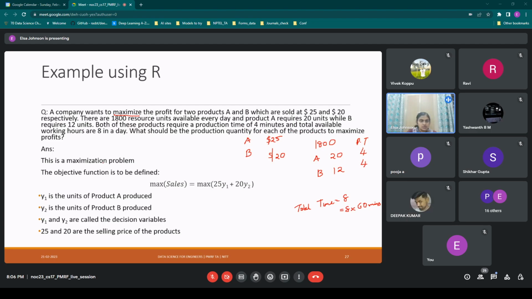So this is a maximization problem. We have to maximize the sales. What is the production quantity it's asking? Maximize this equation: 25 into the number of units of A and 20 into the units of B produced. I'll come to that, Aditya, right now. First we'll solve here.